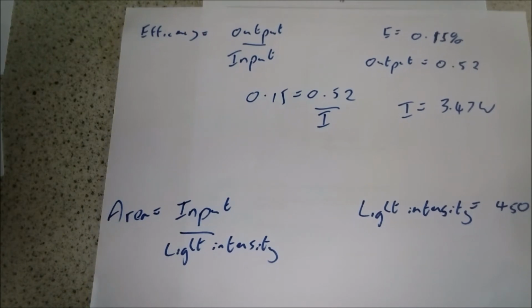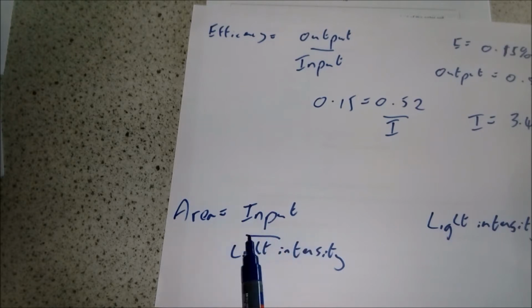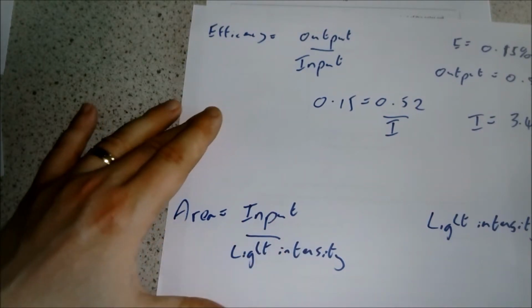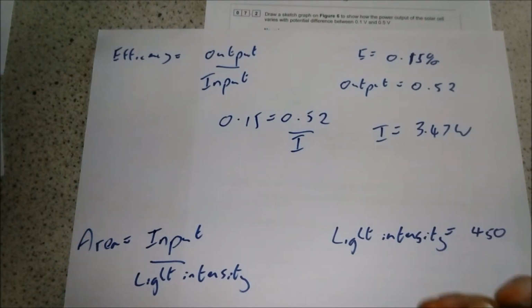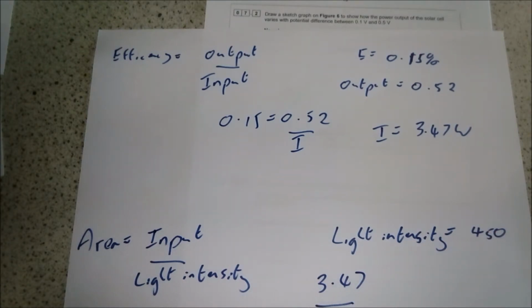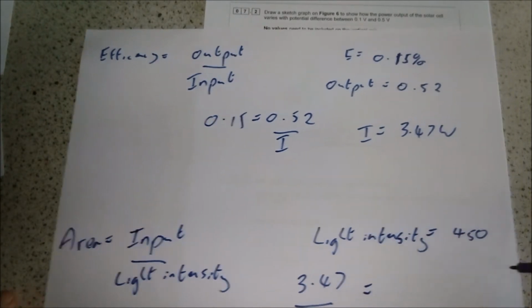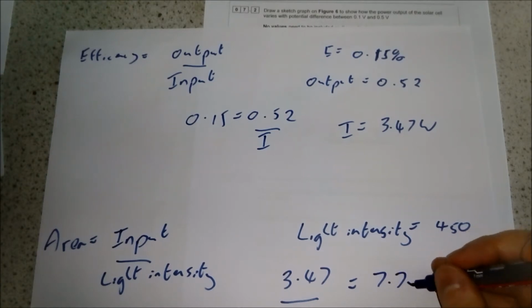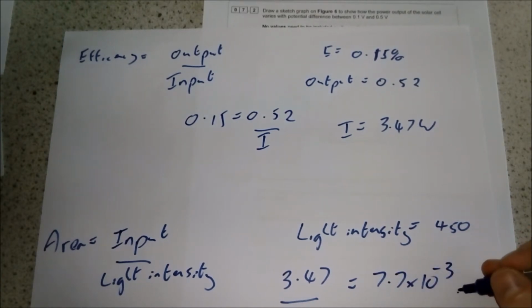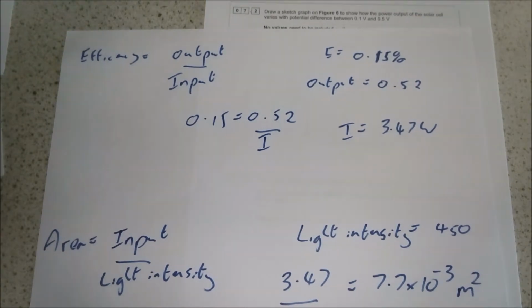After we've done that, we need to work out the area. The way that we'll do that is the area is equal to the input energy divided by the total light intensity. We've got the input energy from the first part, so we'll do 3.47 divided by your total light intensity, which is 450, and that will give us 7.7 times 10 to the power of minus 3. And remember, the unit there, because we're talking about an area, would be meters squared. It's worth taking time on a question like that. Just take your time, go through it a couple of times, check your workings out.